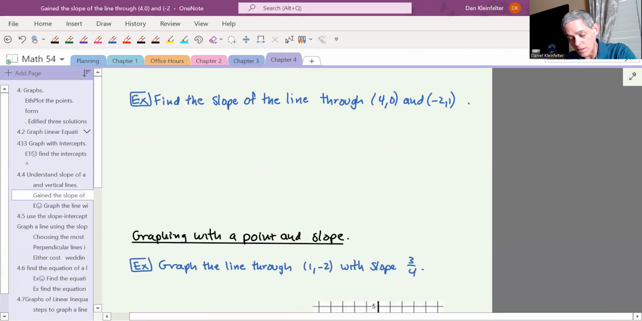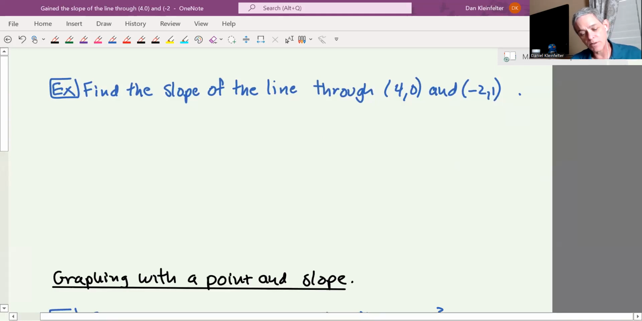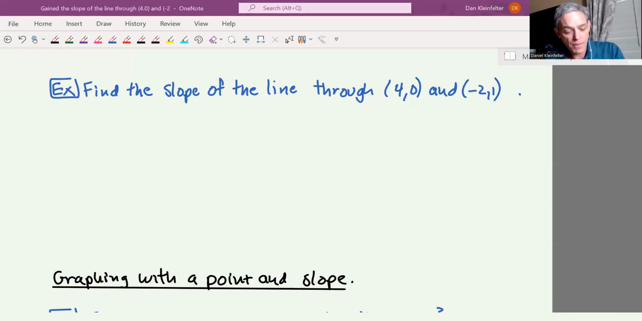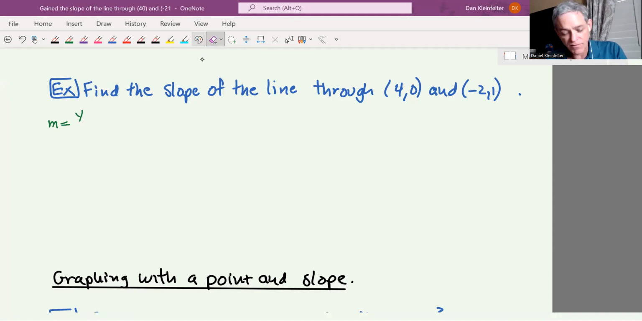Okay, so now let's try this again. We want to find the slope of the line that passes between 4, 0 and -2, 1. All right, so let's make the calculation. Again here, I'm going to rewrite the formula once more. M for slope is y2 minus y1 divided by x2 minus x1. Rewriting the formula every time you use it helps remember the formula, and it also helps us put the right things in the right places.